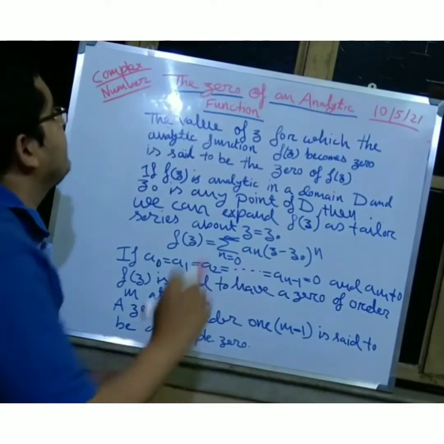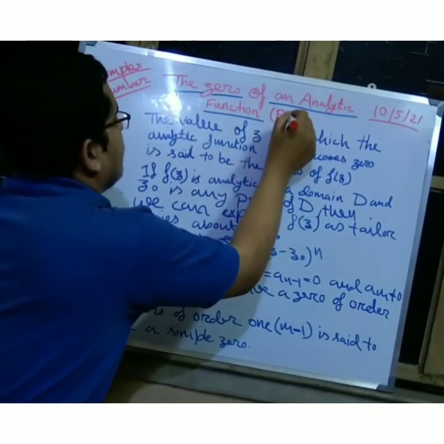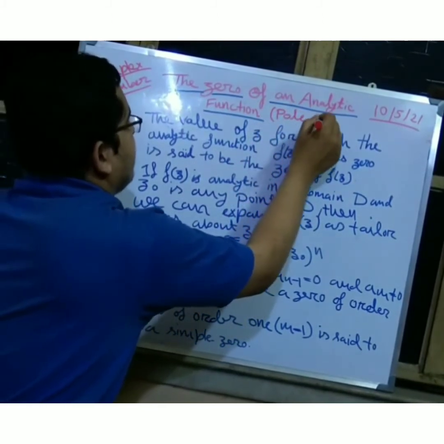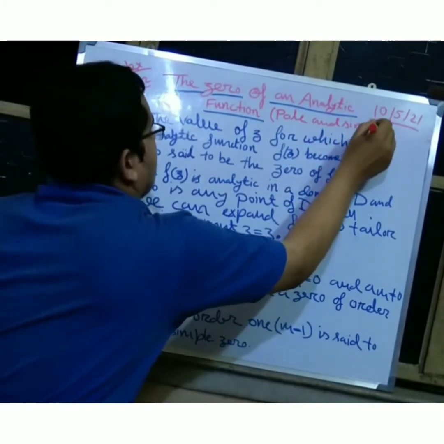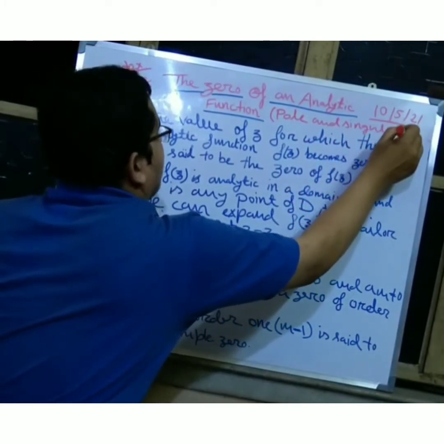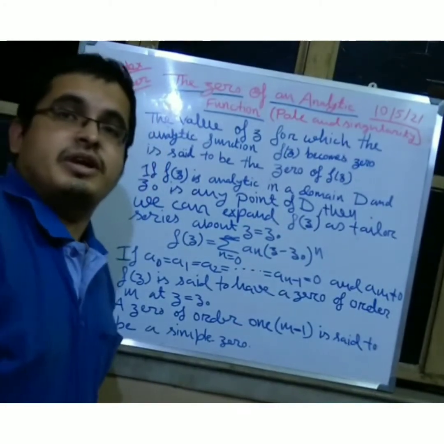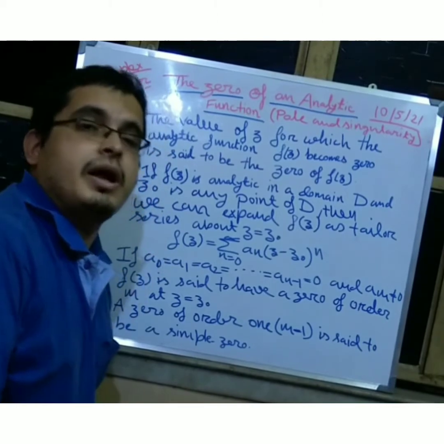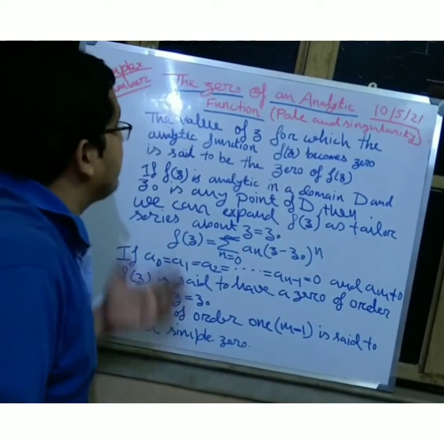Today's discussion is on the zeros of analytic functions, and poles and singularities. Friends, today's discussion is based on both theory and maths. At first I will discuss the theory.